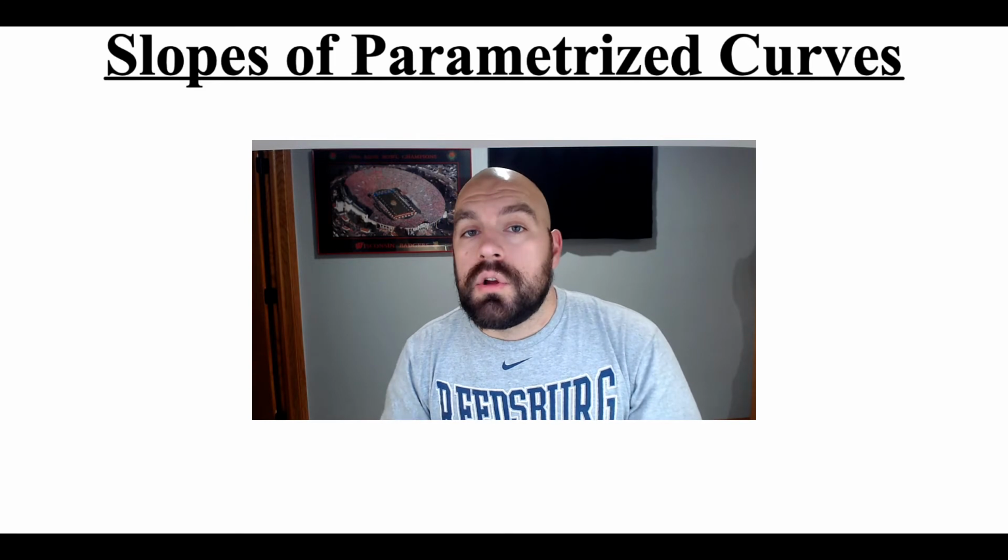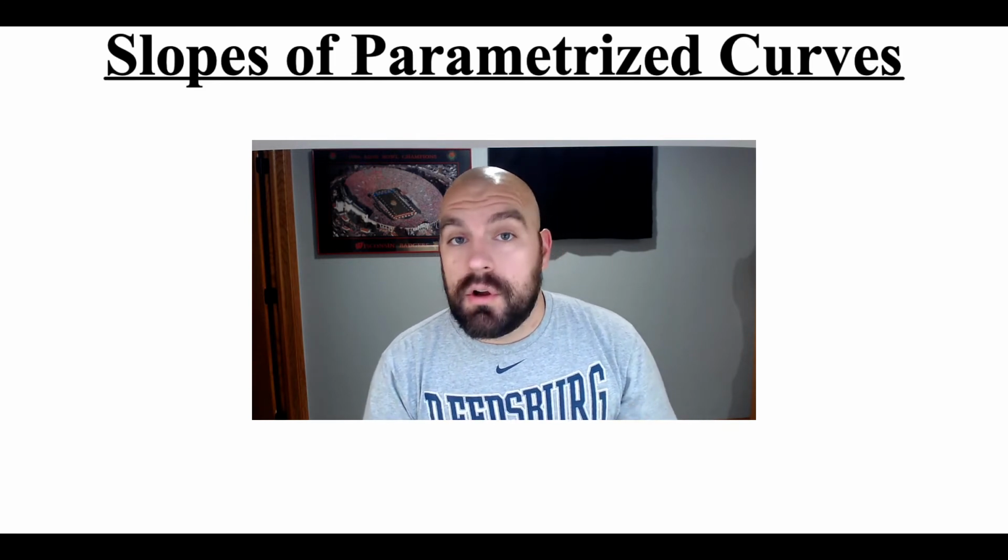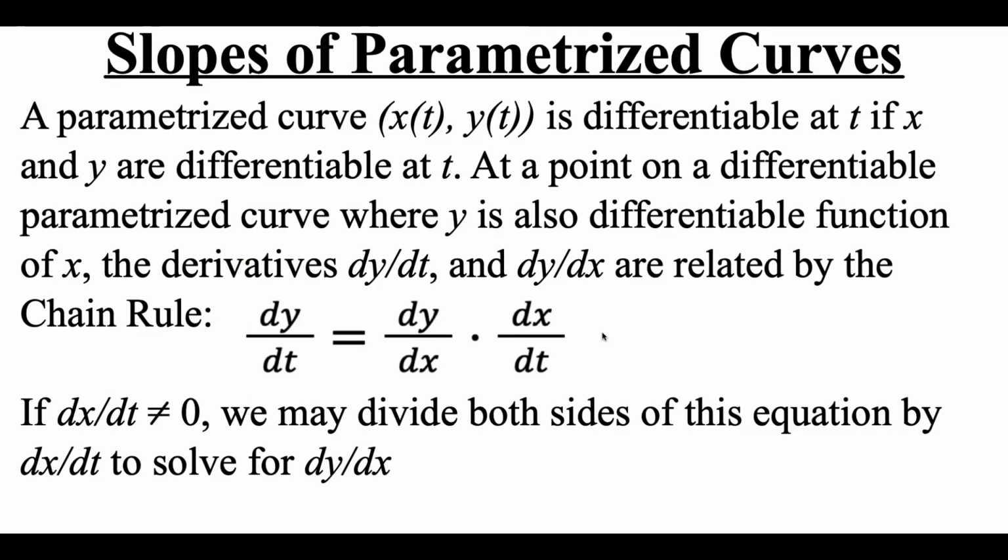In this video, we're going to look at slopes of parameterized curves. If we're looking at a parameterized curve defined as x of t comma y of t, it's differentiable at t if both the x and y functions are differentiable at t. So at a point on a differentiable parameterized curve where y is also a differentiable function of x, we've got these derivatives dy/dt and dy/dx.